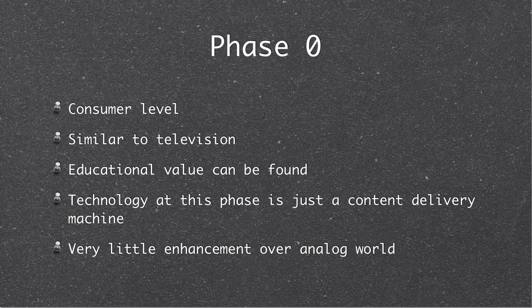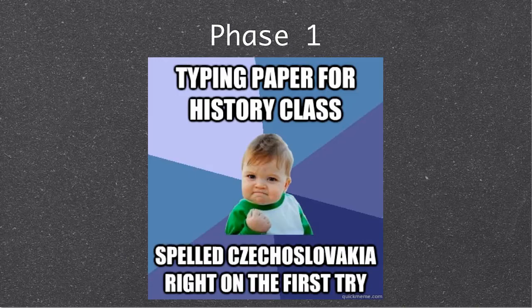So there's really not a lot of advancement over the analog world. You're simply allowing the TV to do the instruction instead of the teacher. Phase 1, however, starts to be much more involved, because now I'm starting to get a little bit of technology in my classroom that's making a difference. And in this example with this picture here, typing a paper for history class, I spelled Czechoslovakia right on the first try, right?